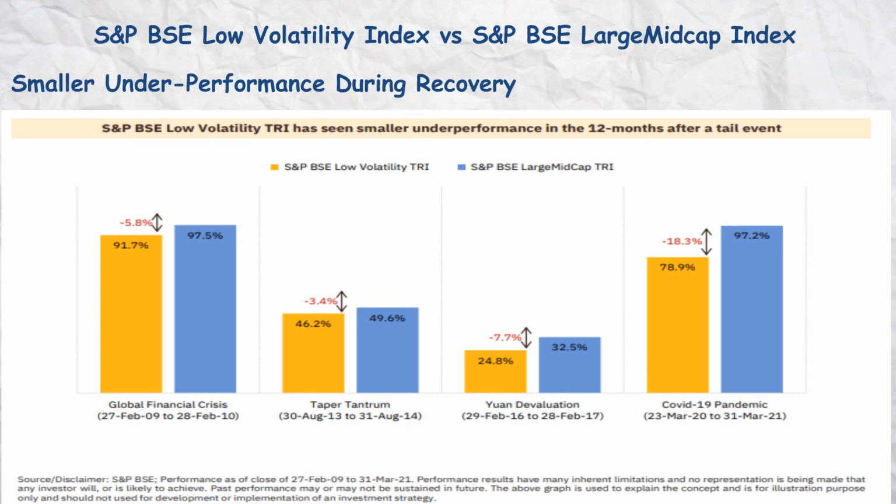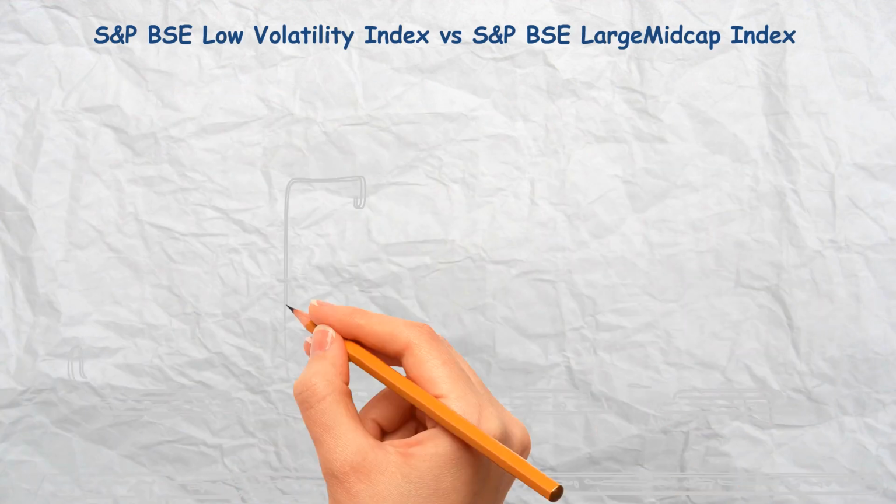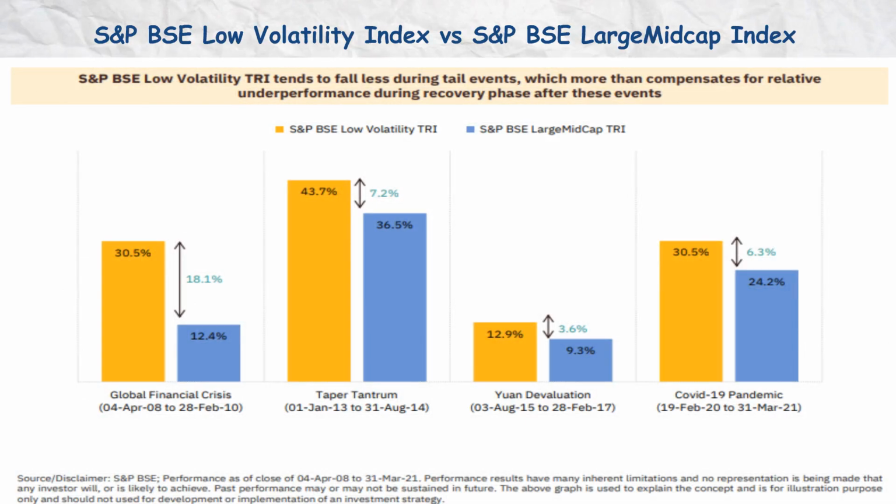The only thing we can aim for is a decent risk-reward ratio, meaning for any risk we are taking in the markets, it should yield us a higher return. Over the long time, if we check out the S&P BSE Low Volatility Index, it has delivered good risk-adjusted returns. This statement can be proved using this chart. This shows us that this index tends to fall less during a crisis, which more than compensates for relative underperformance during the recovery phase after these events.